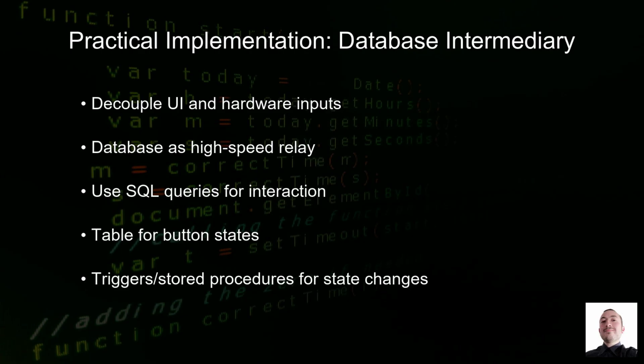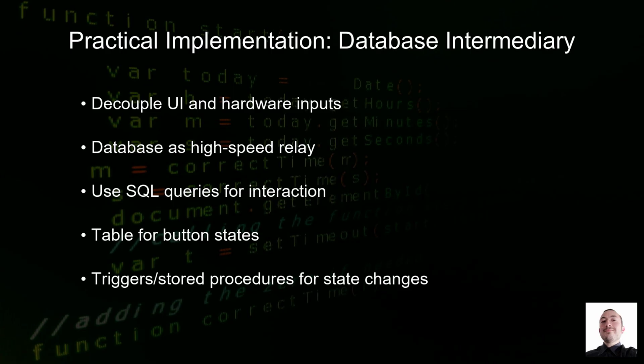Now, let's delve into setting up a database as an intermediary to enhance web server response times. The key here is to decouple the direct interaction between the user interface and the hardware inputs. By introducing a database layer, you create a buffer that smooths out the latency issues. Imagine your database as a high-speed relay station. When a user presses a button, the request is first sent to the database, which then communicates with the hardware. This not only speeds up the response but also allows for more complex operations and state management.